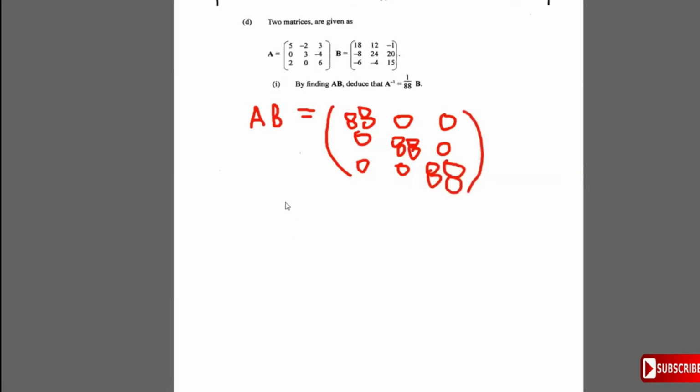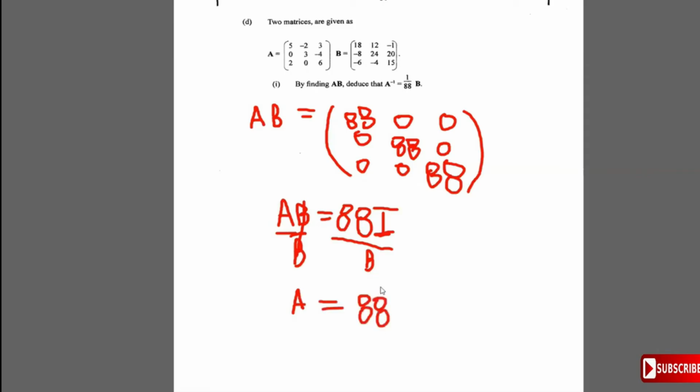So what this works out to be is that A times B is equal to, if you factor out 88, 88 times the identity matrix. All right, nice and easy. Now, if you're to divide both sides by B, I know you can't necessarily divide matrices, but the principles remain the same. If you divide both sides by B, B over B cancel, and so you get that A is equal to 88 times, no, 1 over B is B to the minus 1.